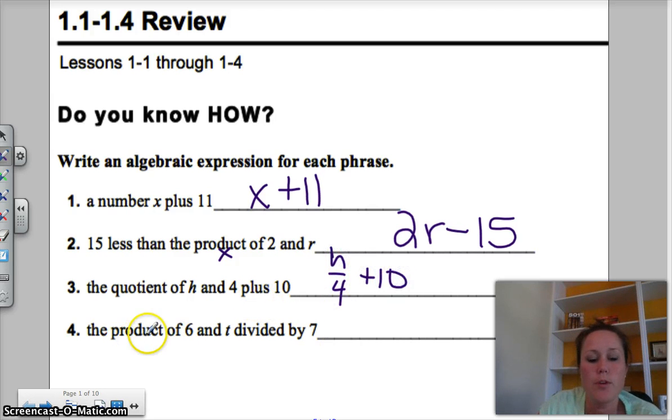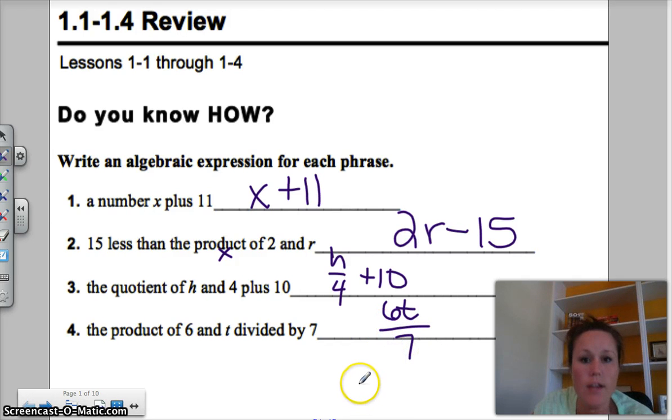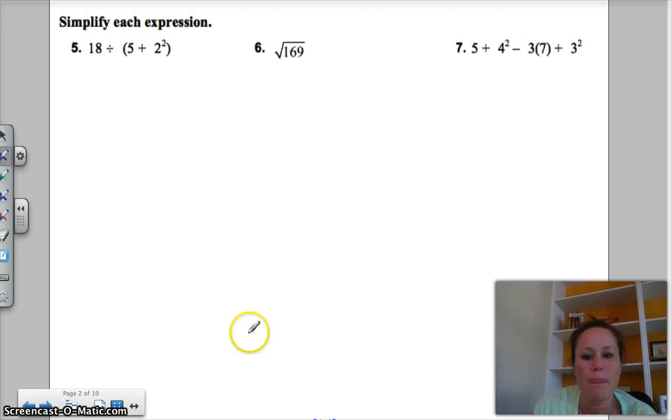All right, the product of 6 and t divided by 7: 6t over 7. If you use the division sign, it's correct, but you have to take it up a notch. We have to write this stuff in fancy 8th grade format. Okay, let's keep going. All right, simplify each expression.